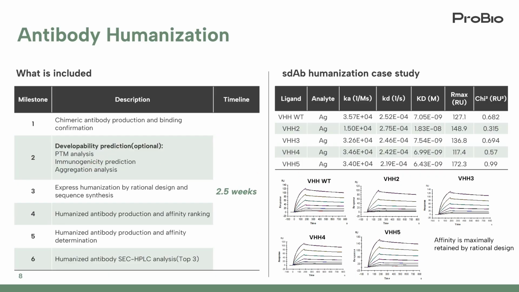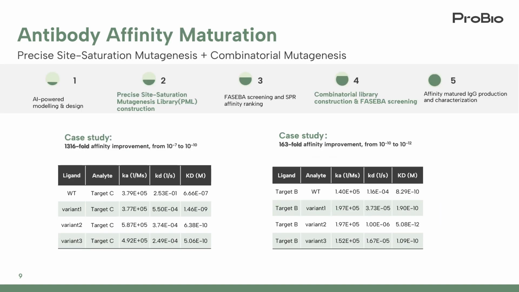Humanization is a pretty standard service at ProBio. It usually takes about 3 weeks with a guarantee of affinity retaining as the parental antibody. As I mentioned previously, antibody derived from naive library usually comes with worse affinities. It may need in vitro affinity maturations.